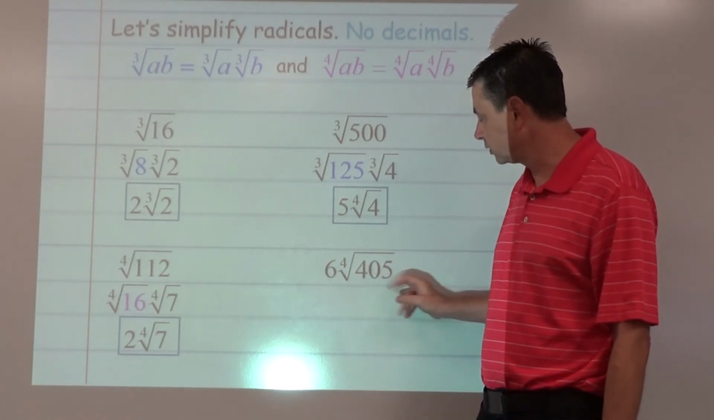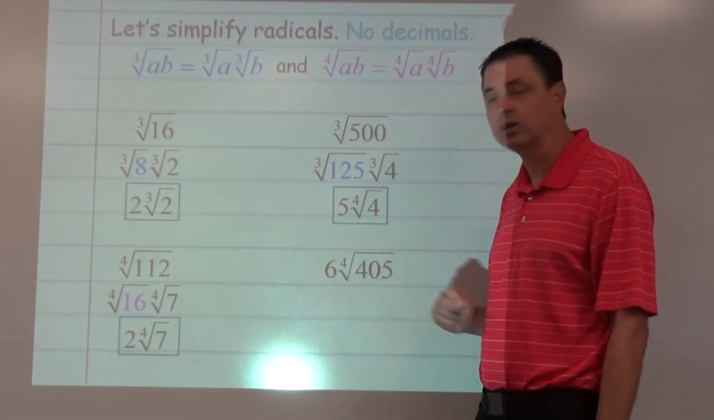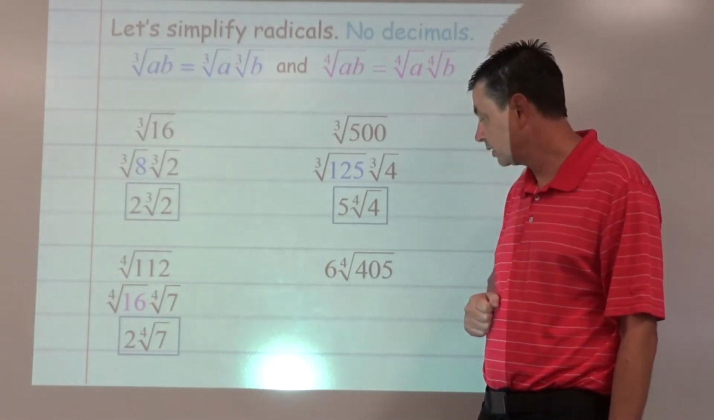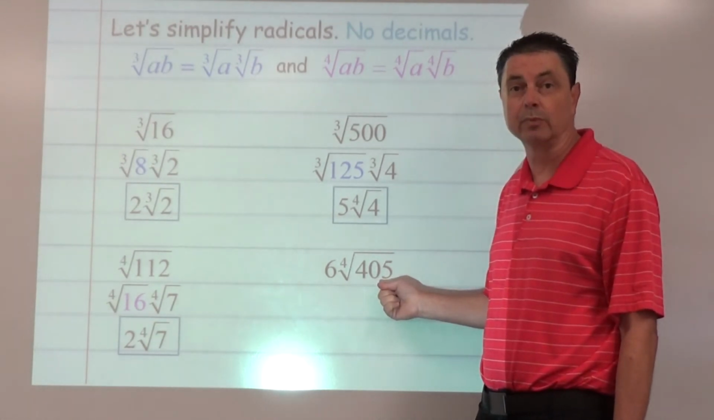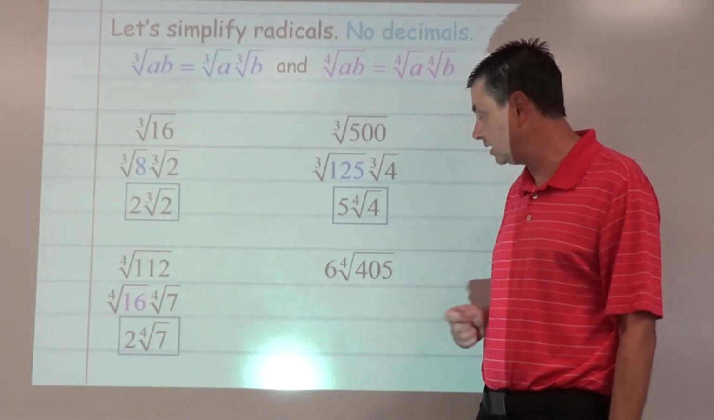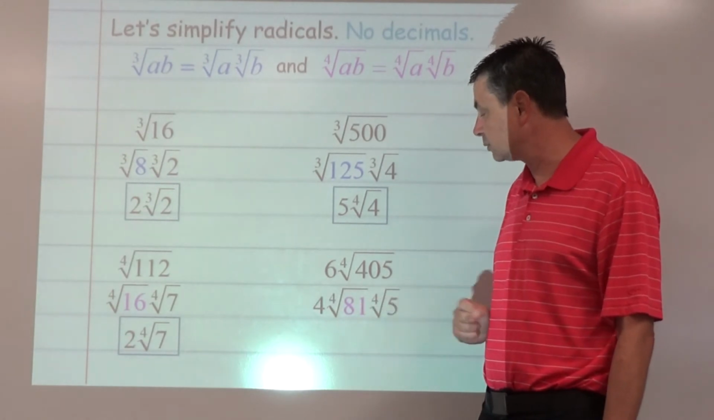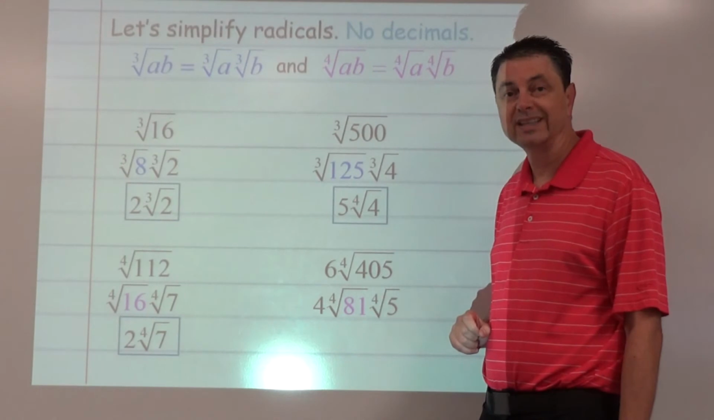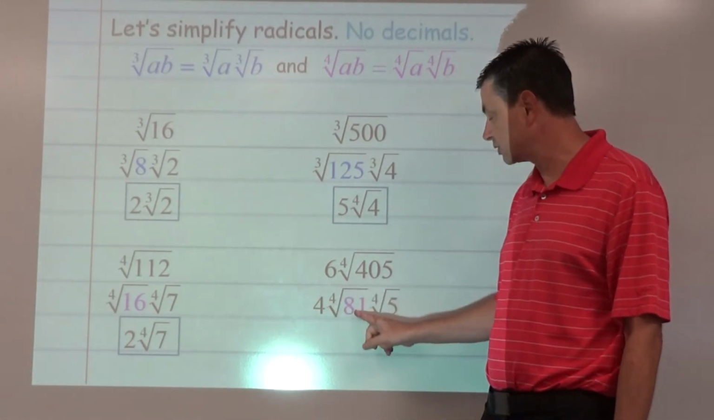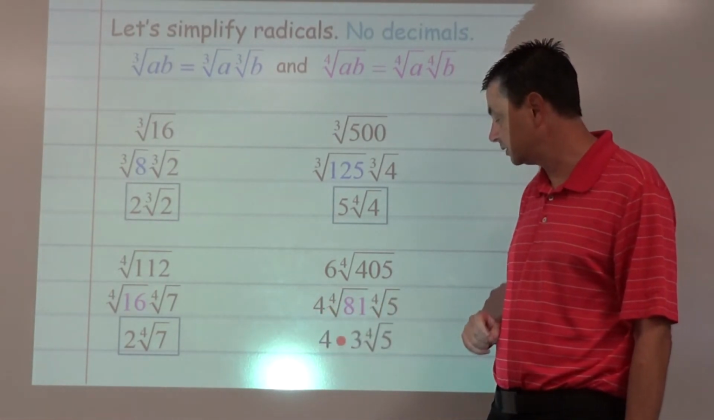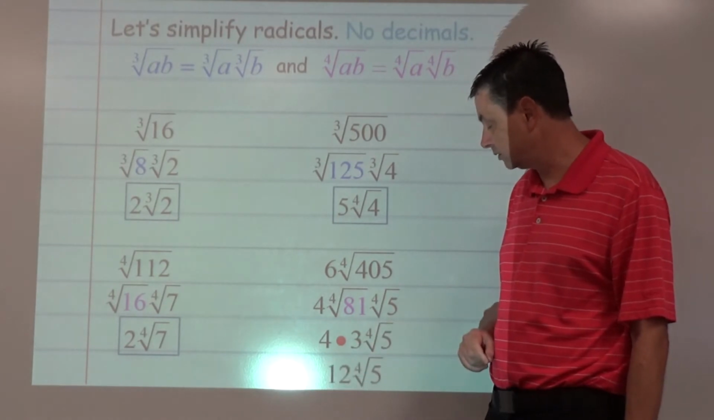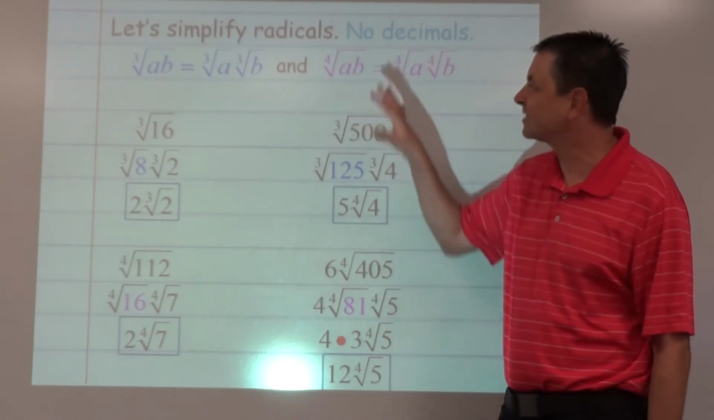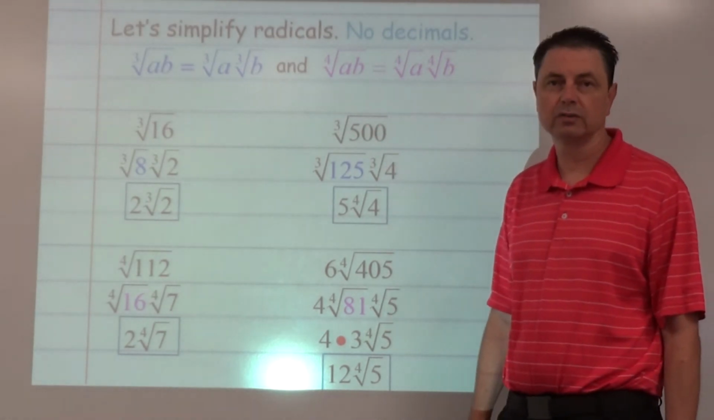What about the fourth root of 405? Does 16 go into 405? No chance. It's an odd number, so it can't be even. What about 81? That's the next number in our list. It does. 81 times 5. Fourth root of 81 is 3. 4 times 3 times the fourth root of 5. 4 times 3 is 12. 12 times the fourth root of 5. So that's some practice with radicals.